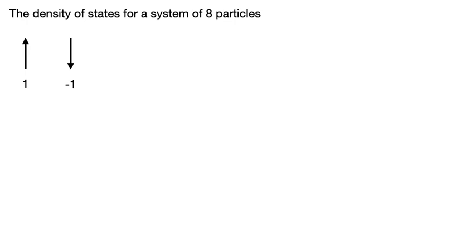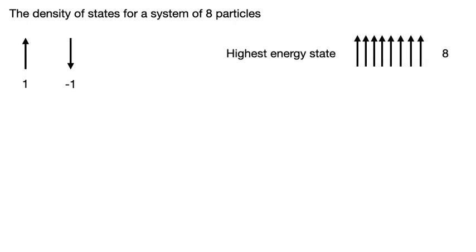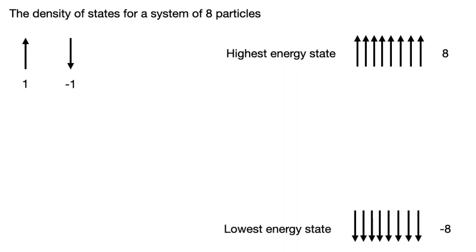Once we know this information, we can work out the highest and lowest energies that the system can take. The system will be in the highest energy state when all the particles are in the highest energy state that they can be in, in this case, the +1 energy state. The highest energy state of the system thus has an energy of 8. Similarly, the system has the lowest possible energy when all the particles are in the ground state. The energy of the ground state for a particle, in this case, is -1, and the energy of the ground state for the whole system of 8 particles is thus -8.